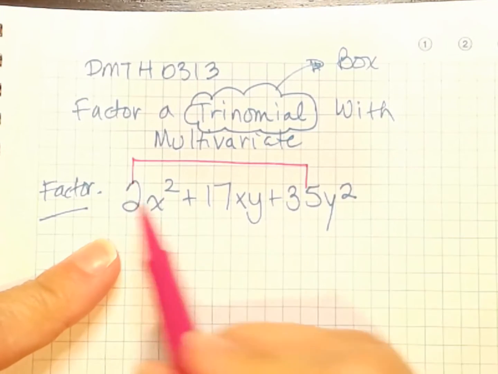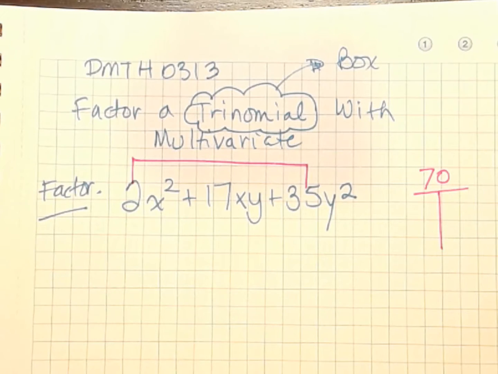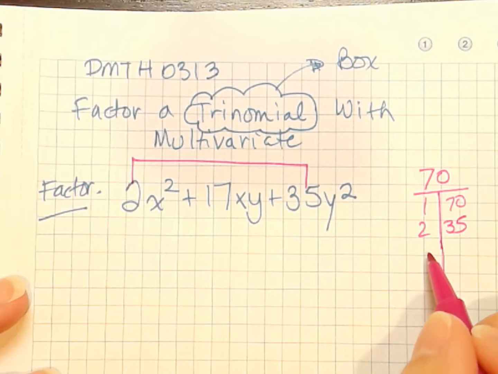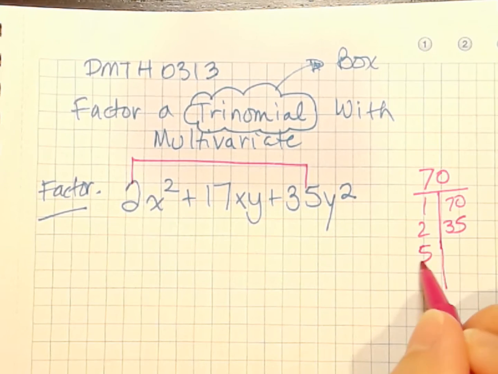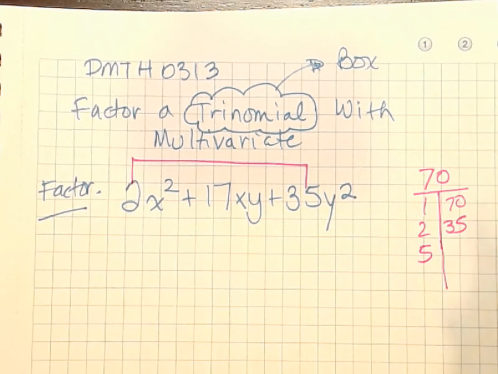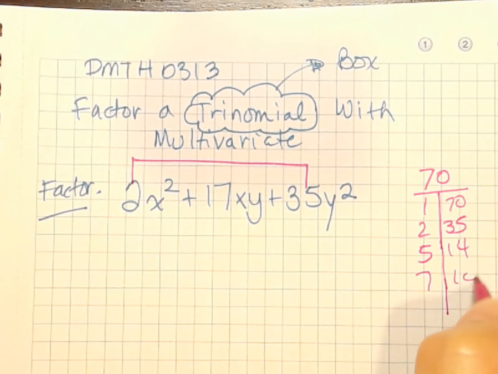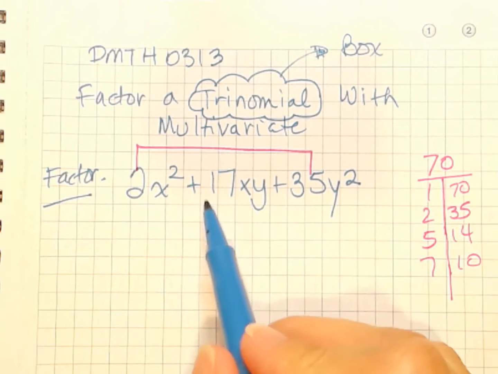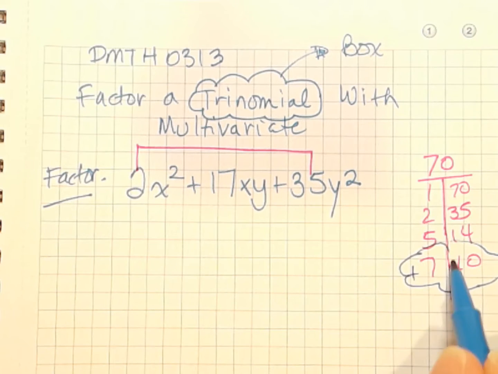So I'll multiply the 2 times the 35, and that's a 70. And then I'll come up with all the factors of 70. So that's 1 times 70, 2 times 35. 3 doesn't work, 4 doesn't work, 5 does work, that's 14. 6, no. 7 works. 7 times 10. Okay, so I have to find the factors that are going to make this 17 in the middle, and so that's going to be my 10 and my 7.